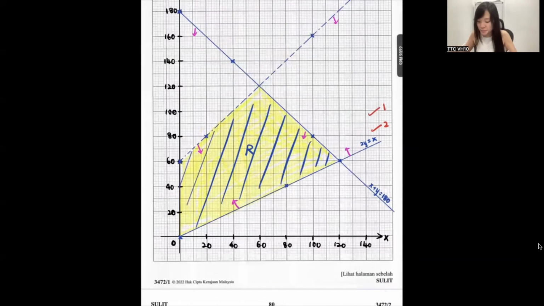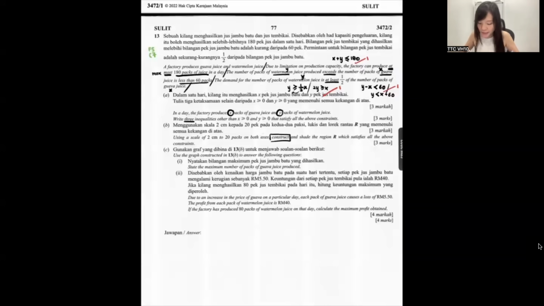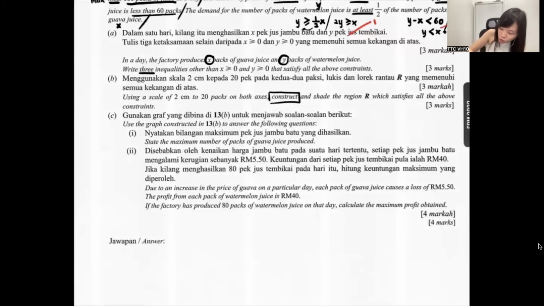Now let's look at B. Okay, B, I mean C, sorry. Let's look at C, use the graph. Again, don't use the brain, don't use your calculation, use the graph, okay? Use the graph constructed in 13B. So just now you must draw correctly, because if A is wrong, B is wrong, then C is wrong.